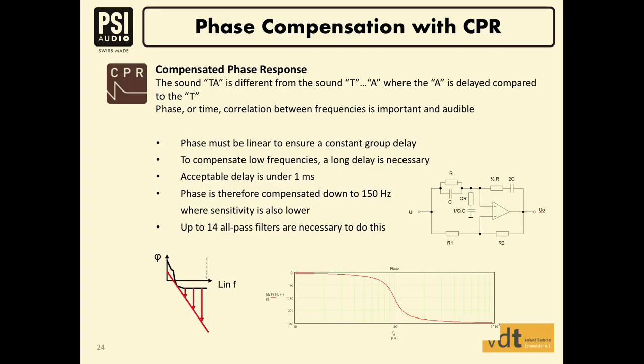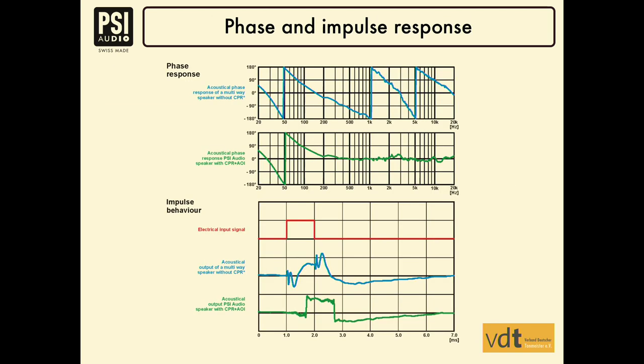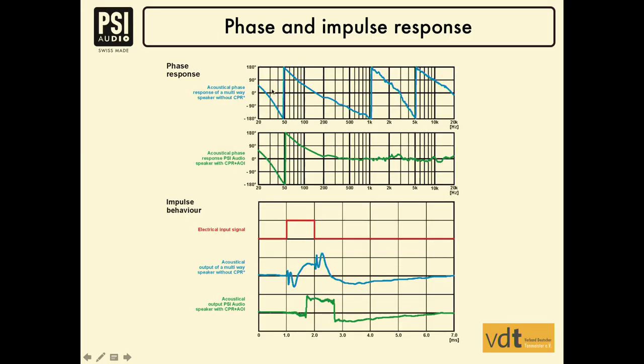In this model, we have something like 11 all-pass filters, all handmade and all positioned nicely. And in the bigger one, we have up to 14 all-pass filters. Anyway, the result of this phase compensation and this damping system allows you to come out with very, very good transients and stereo image. At the top here, we can see the phase coming out of a normal three-way system, where you have quite a bit of phase rotation. Phase rotation means you're changing the timing of the lower frequencies, and you can see there's quite a bit of it.